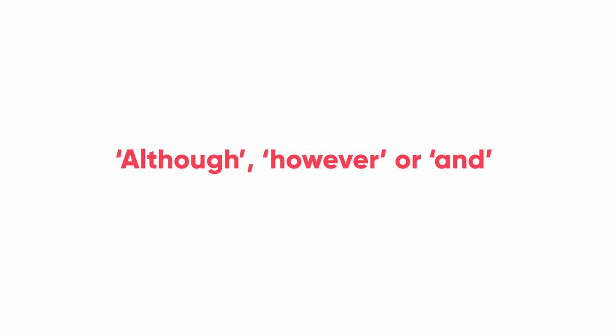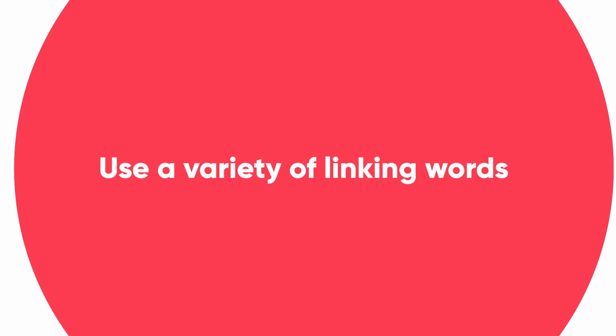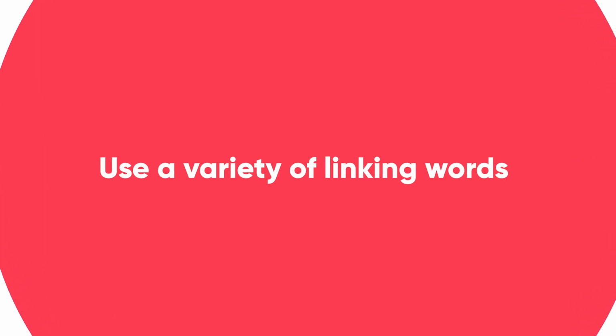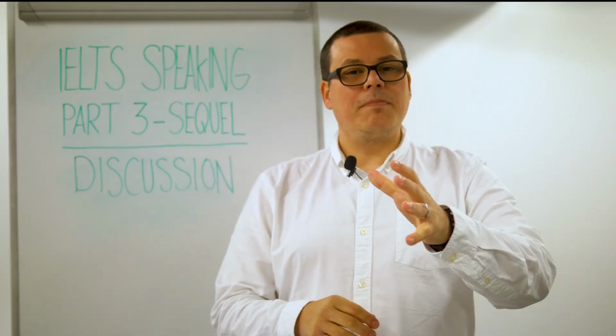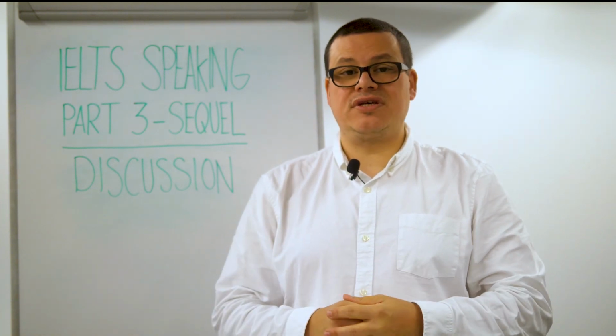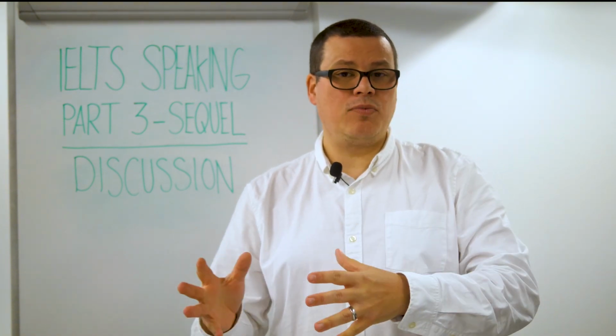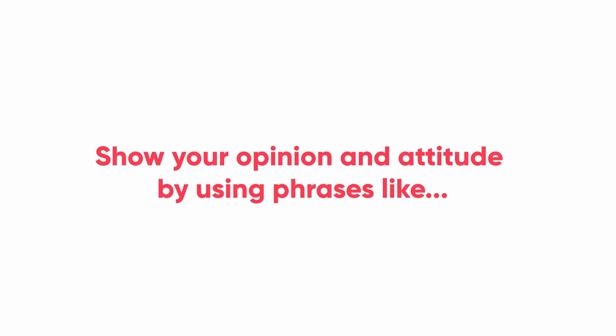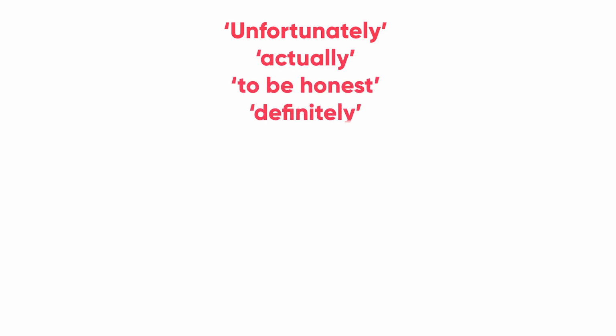And this goes beyond using although, however, or and. While being able to use these is obviously important, you will get a better score if you use a variety of linking words depending on what you are asked. Comparing and contrasting isn't just about grammar. You could use words such as similarly, in the same way, or equally. You can show your opinion and attitude by using phrases like unfortunately, actually, to be honest, or definitely.